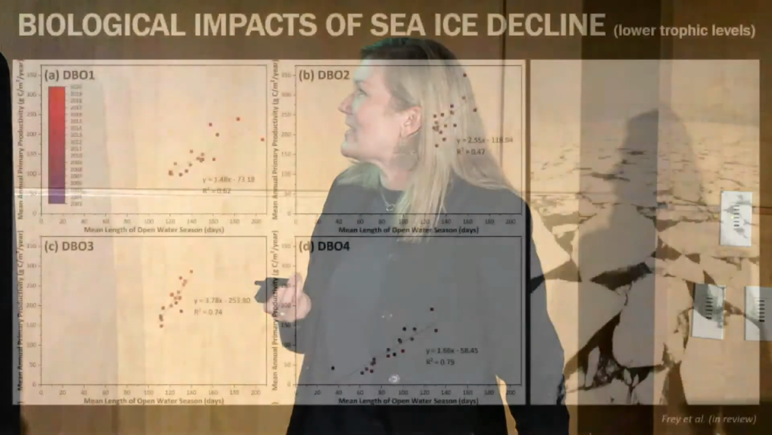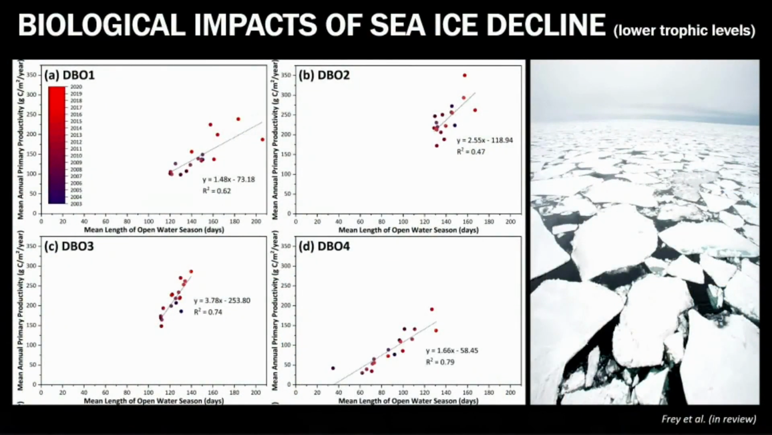But really the beauty of being able to have these satellite images and time series is it really gives us a holistic perspective of what's going on across the region. We can start to look at how the mean open water season is related to annual primary productivity, and to see at our particular sites which is most intimately tied to these particular drivers of sea ice decline, to get a sense of whether it's sea ice that's limiting productivity or whether it's things like nutrients, which are also very, very important.